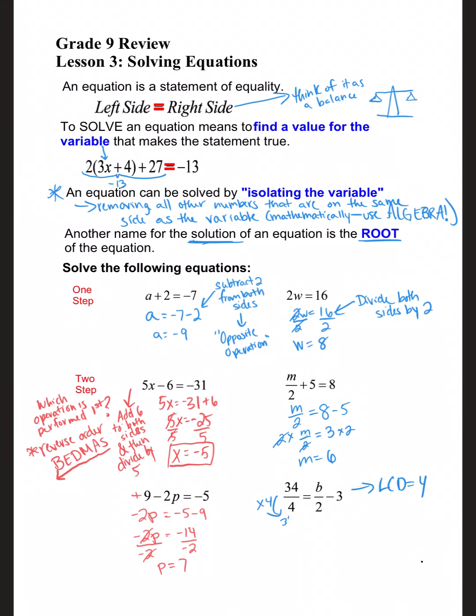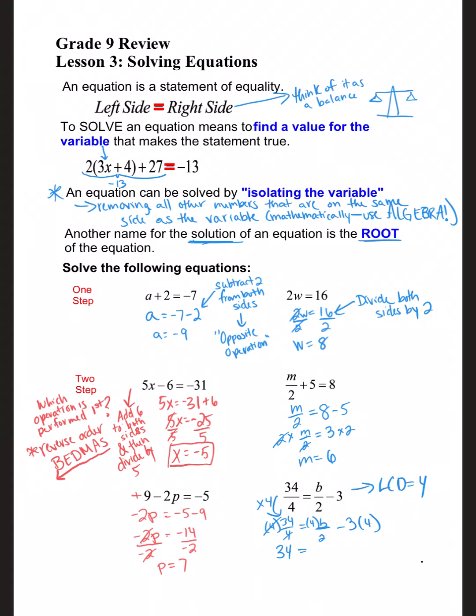So we're going to have 34 over 4 times 4 equals b over 2 times 4 and 3 times 4. This will help us clear that fraction. So in this first one, 34 over 4 times 4, those 4's will cancel out, and we'll just be left with 34. Makes it much easier.